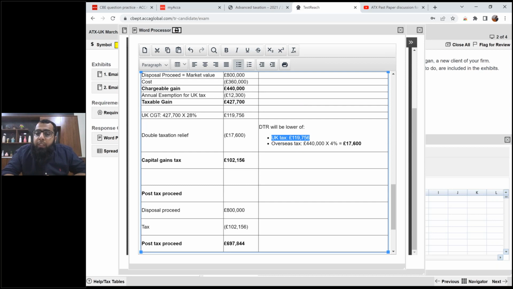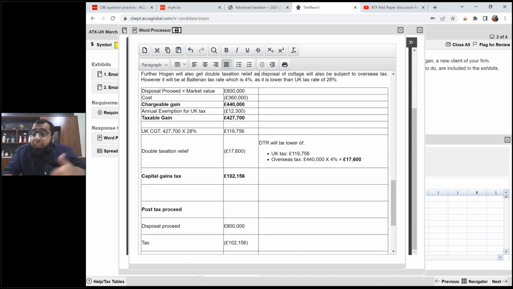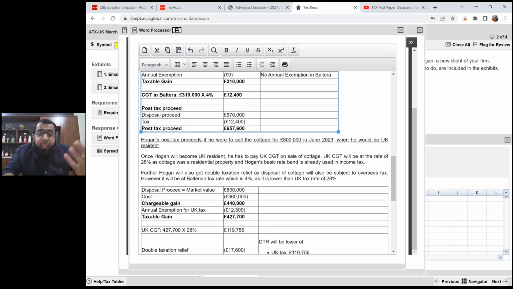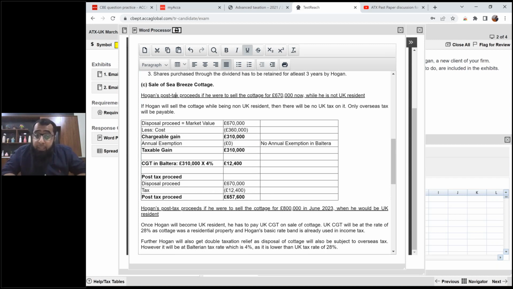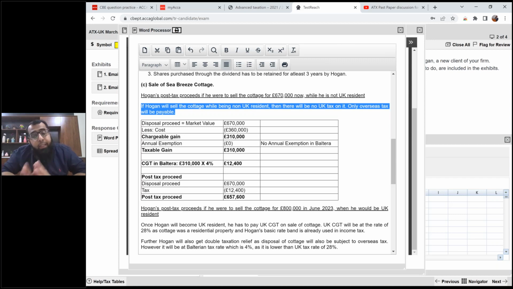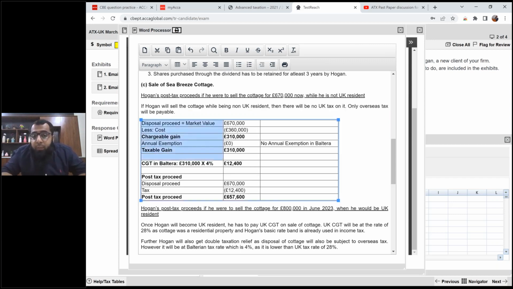Okay, let's review the question again and we'll look at if we have done any error or something like that, because when we review the things, we may identify some of the mistakes we have made. Now, first of all, he asked us Hogan's post-tax proceed if he were to sell the cottage for 670,000 now, while he's not a UK resident. Now, if Hogan will sell the cottage while being non-resident, then there will be no UK tax on it. Listen to me. If he is a non-resident, then there will be no UK tax on it. Only overseas tax will be payable.